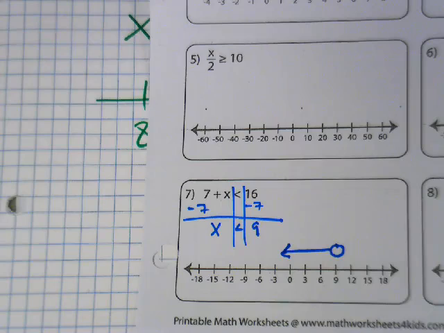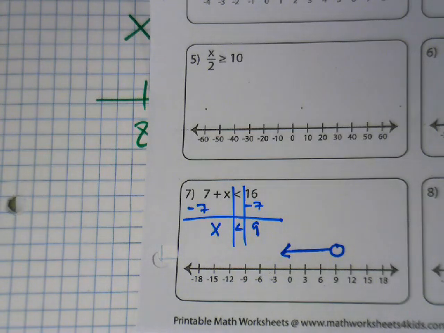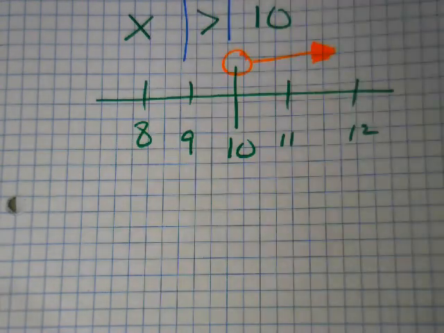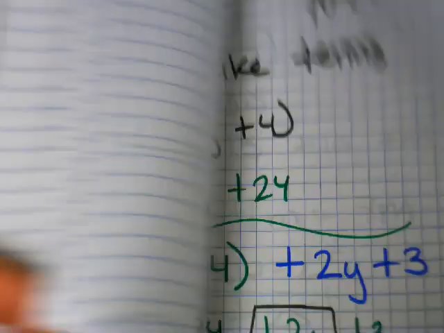Now notice that they put 0 kind of in the middle. They just did that. But you put your circle where your answer is. The number that you solved for, that's where you put your circle, okay? If you're still having trouble with open or closed circles, you can refer back to your notes from last week.